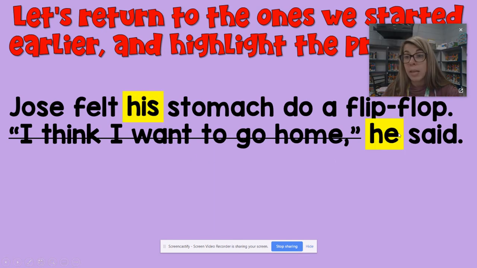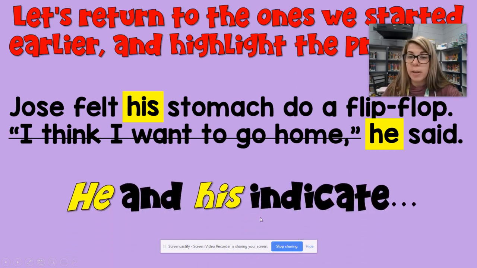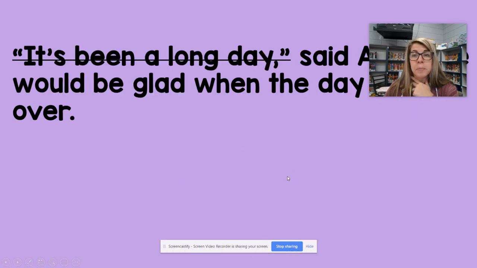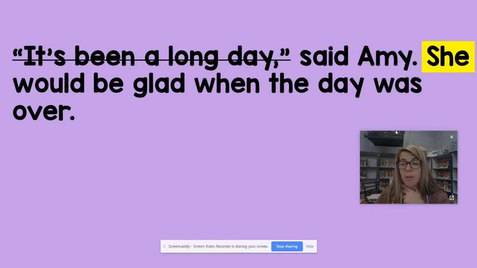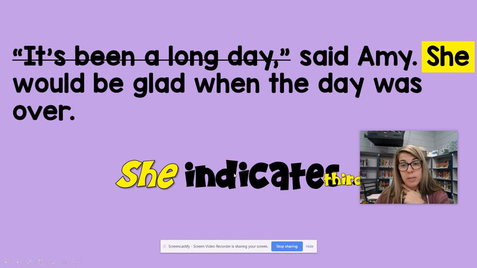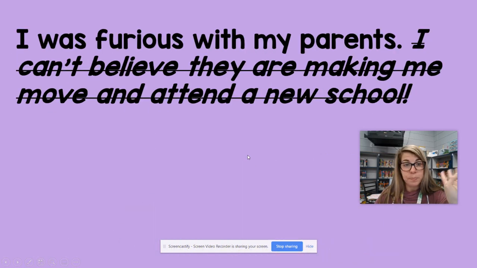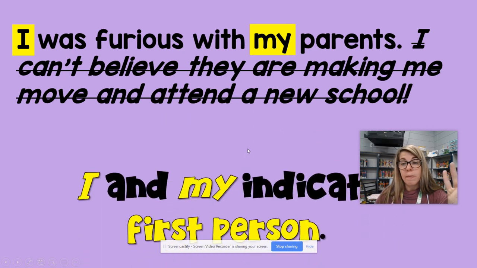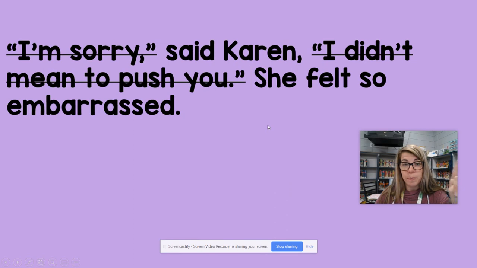His and he. So let's think about it. What point of view is it from? It's third person. Good. We crossed out the dialogue. We have she. That means third person. "I was furious with my parents." Crossing out the dialogue, we have the pronoun I still. My, which means first person point of view.